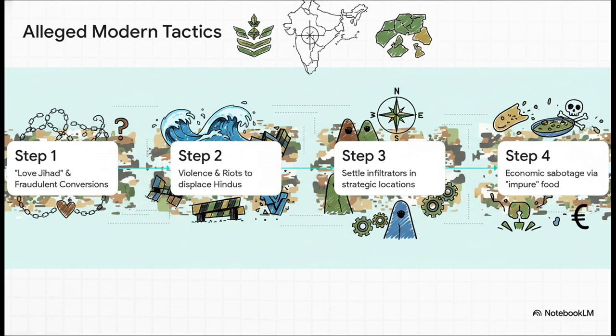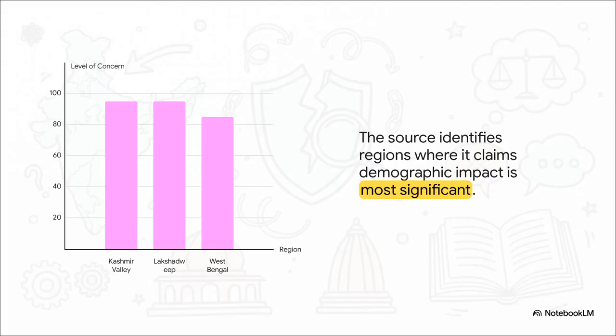The language is very militaristic, almost like describing an army taking up strategic positions to weaken the country from the inside. To add some weight to this, the author highlights specific regions where this strategy has allegedly had the biggest demographic impact. The descriptions are designed to be shocking, using phrases like Hinduless or making direct comparisons to neighboring countries. It's all meant to create a powerful sense of urgency and crisis.